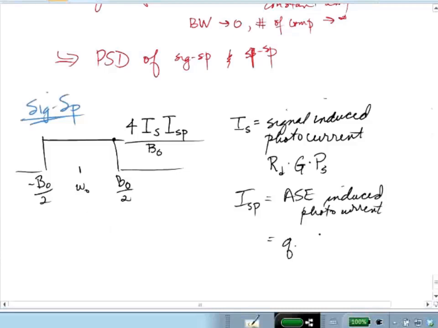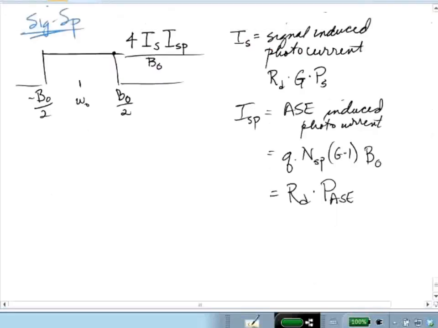And that is equal to q N_sp (G minus 1) B0, which we can also call R_D times the power of the ASE. In the homework, I should specify that this quantity altogether is taken to be minus 35 dBm per 0.1 nanometer. So this assumes that the ASE is essentially flat power spectral density, and it's multiplied by the bandwidth of the optical signal. You could also consider this to just be the power of the ASE as it comes out of the filter. So it comes out to be the same characterization.